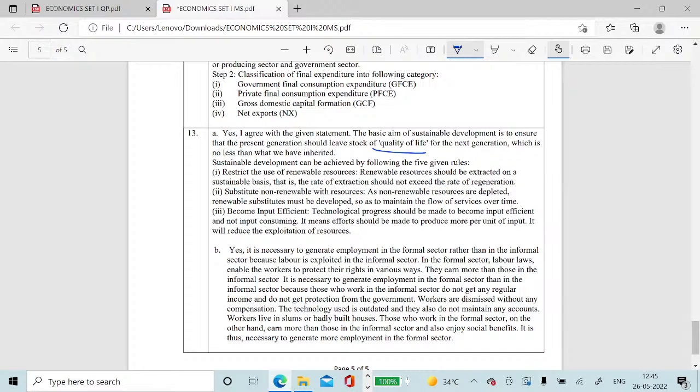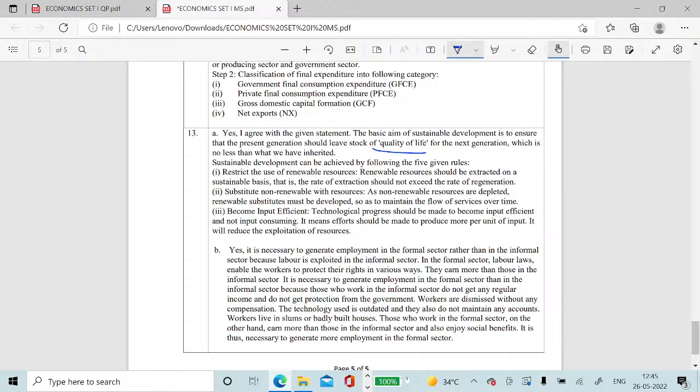And B, yes, it is necessary to generate employment in the formal sector rather than in the informal sector because labor is exploited in the informal sector. In the formal sector, labor laws enable the workers to protect their rights in various ways. They earn more than those in the informal sector. It is necessary to generate employment in the formal sector than in the informal sector because those who work in the informal sector do not get any regular income and do not get protection from the government.